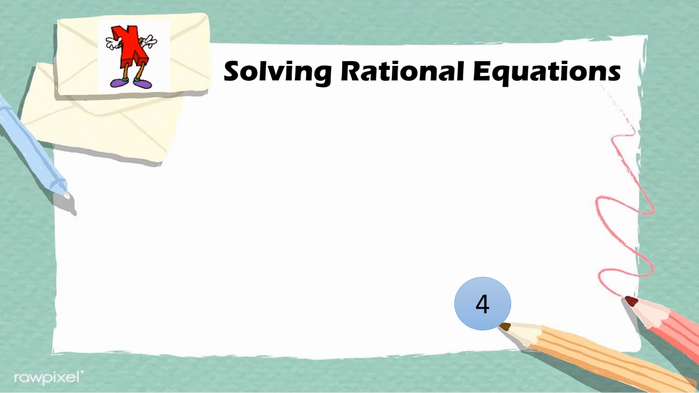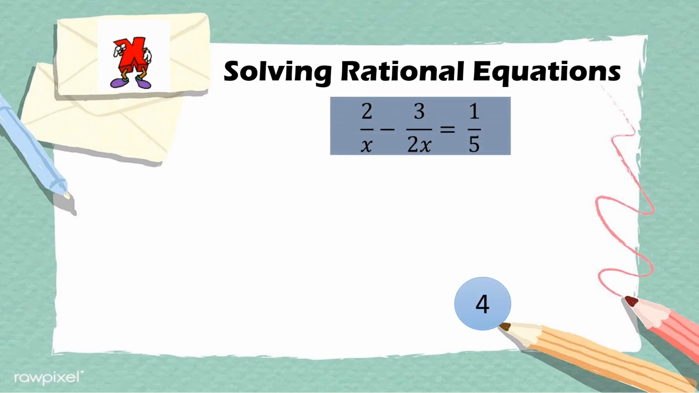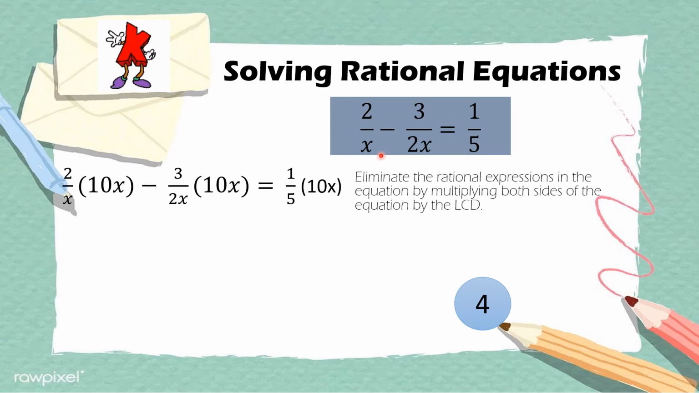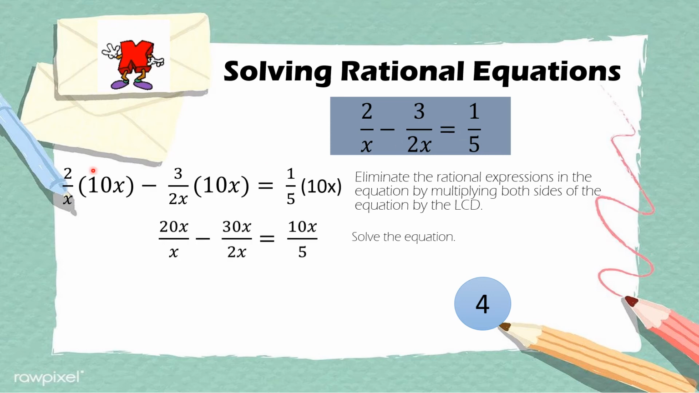For the fourth example, we have 2 over x minus 3 over 2x equals 1 over 5. Following the first step, get the LCD. So the LCD is actually 10x, because 10x is divisible by x, by 2x, and by 5, or simply multiply these numbers, 2x and 5. Second step, solve the equation.